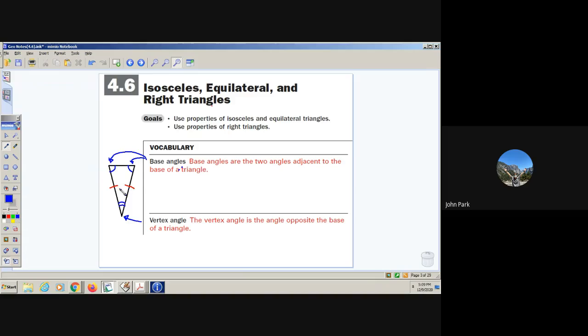And so this is the isosceles triangle, and the base angles are always the two congruent angles that are opposite the two congruent sides. Sometimes they're located on the top, sometimes on the right side or the left side, right? And the vertex angle is the angle that is not the same as the two congruent base angles. So that's some basic vocabulary terms that we're going to be using.